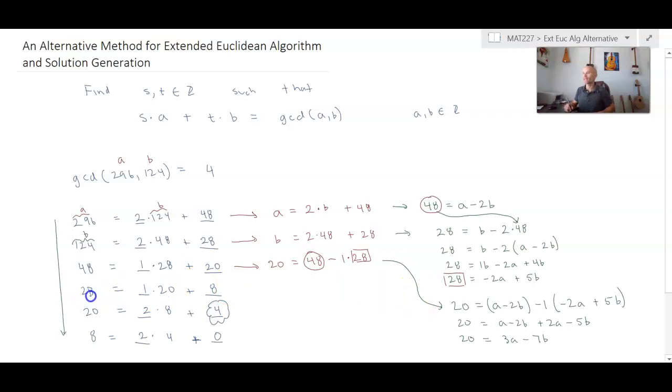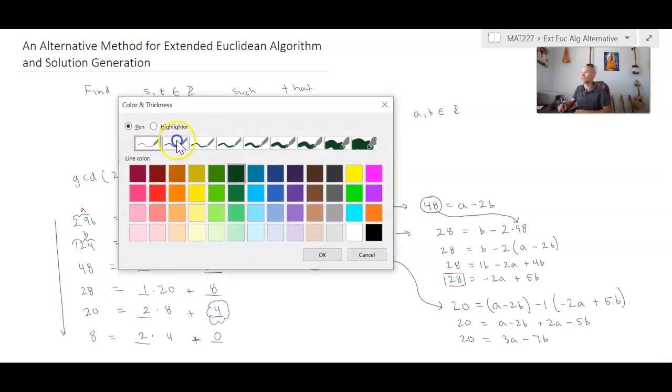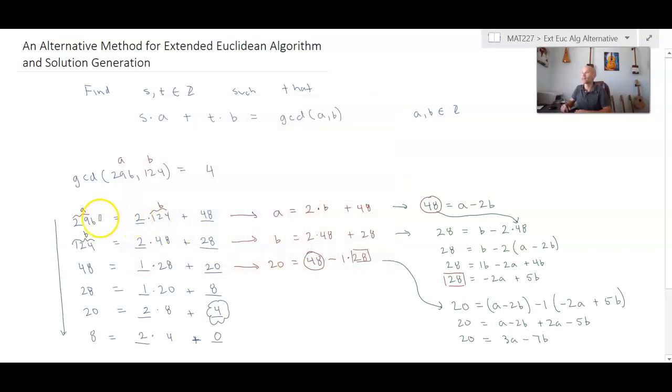So notice that in this next line, we have 20 and 28. And I'm going to take just a moment here before we proceed with that next step just to highlight what substitutions we're making in each of these lines. So notice that here in this 20 line, we made substitutions for 28 and 48. In this next line, we're going to make substitutions for 20 and 28, and then 8 and 20. And that's really going to be our last substitution.